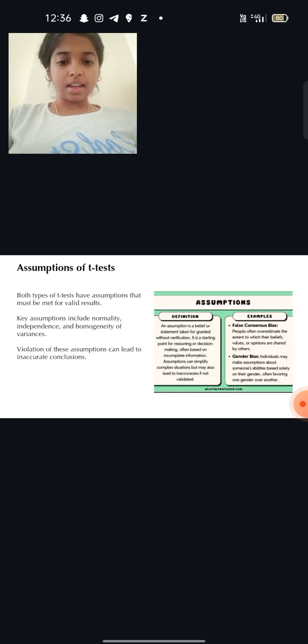Assumptions of the t-test. Both types of t-test have assumptions that must be met for valid results. Key assumptions include normality, independence and homogeneity of variances. Violation of these assumptions can lead to inaccurate conclusions.